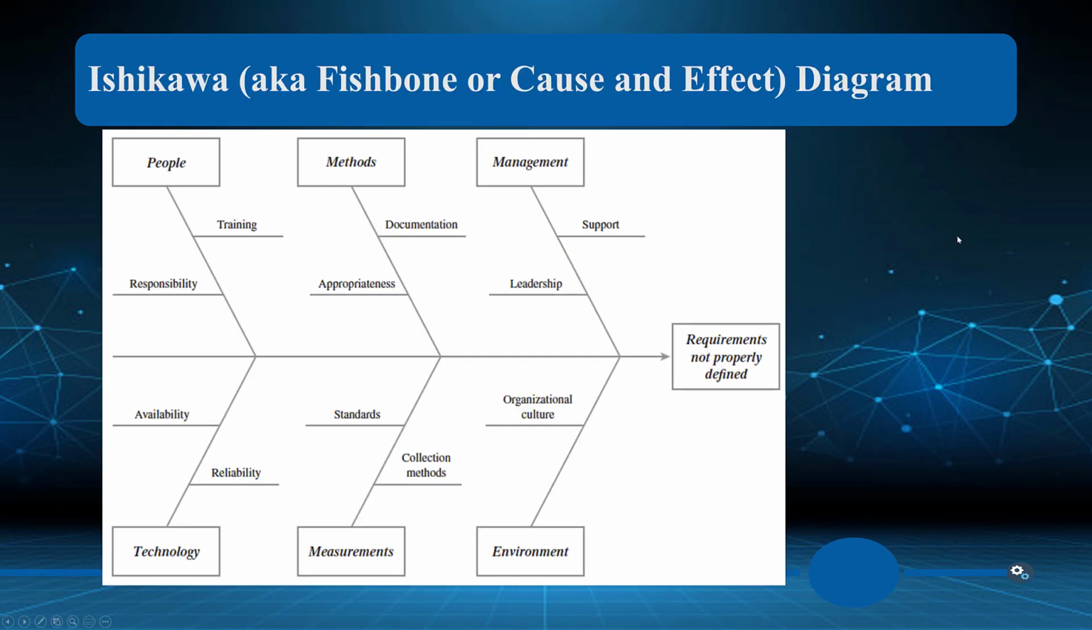Finally, a fishbone or cause and effect diagram. These are challenging to do, but if you notice, requirements not properly defined. So we look at every aspect. We look at people, we look at their training. We look at how much responsibility we're giving them and how that works with their methodology, the way they do their work, also with how they're managed.